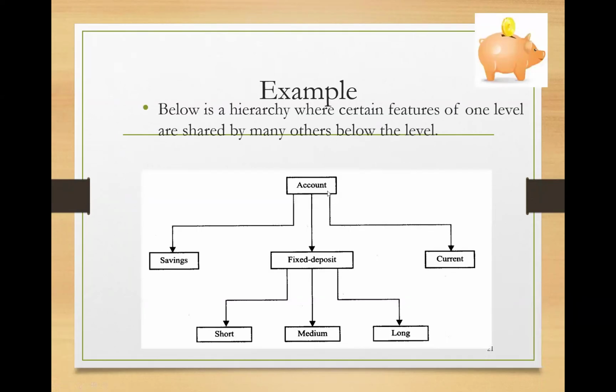Then you can see account is a superclass. Savings, fixed deposit, and current are the subclasses of the account class, where fixed deposit is a subclass of the account class, and it is a superclass for short, medium, and long types. Therefore, short, medium, and long are subclasses of the fixed deposit. So you can have superclasses and subclasses when it comes to inheritance.